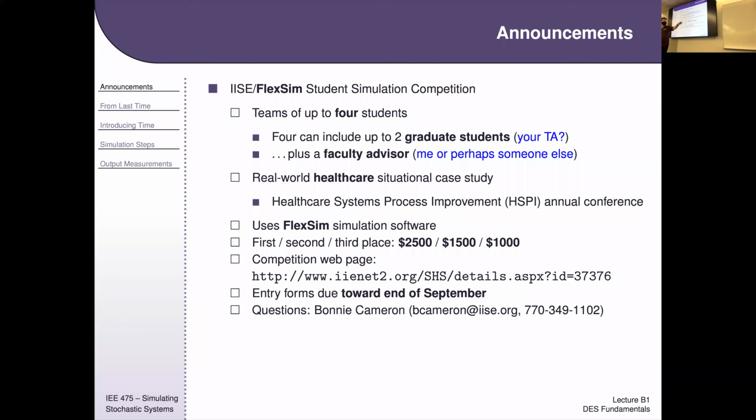They've got cash prizes for 1st, 2nd, and 3rd place. It's, like I said, administered by IISC, so Bonnie Cameron is also the person you can direct questions to. So feel free to use this as your final project instead. I know it's not Arena. We can't give you Flexsim support because the class is built around Arena, but all of the fundamentals, you know, entities, resources, et cetera, are all the same in Flexsim.